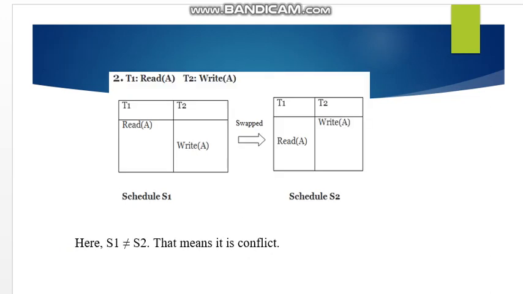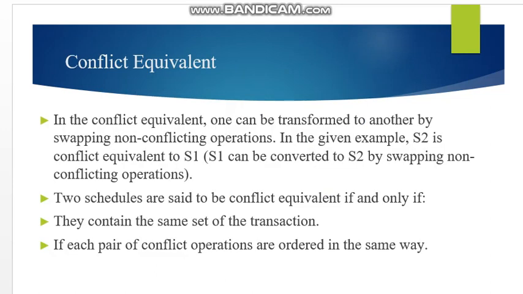But when we consider operations where one of the instructions is a write operation, these are conflicting operations. It means the result produced by read and write, and the answer produced by write A and read A, will be two different answers. Two schedules are said to be conflict equivalent if and only if they contain the same set of transactions, and each pair of conflicting operations is ordered in the same way.